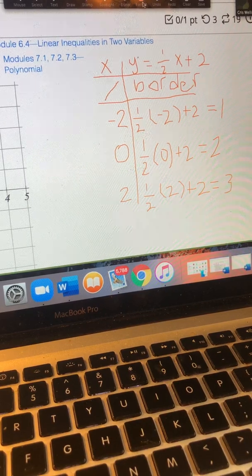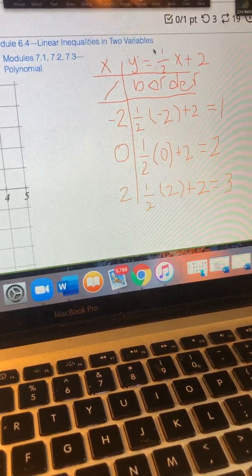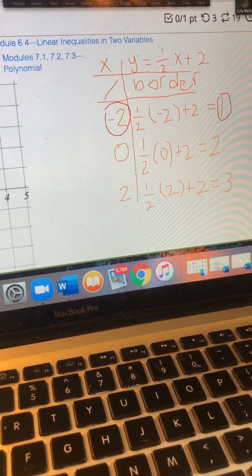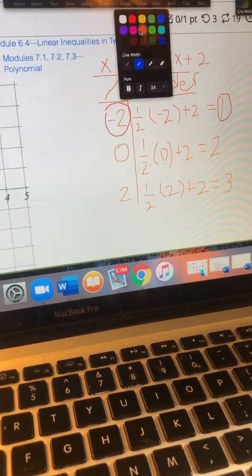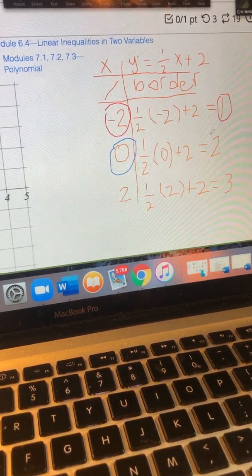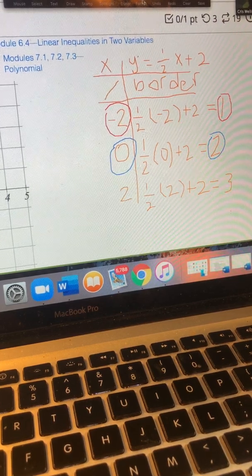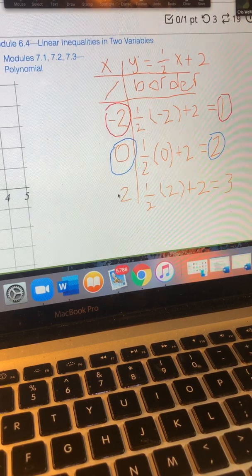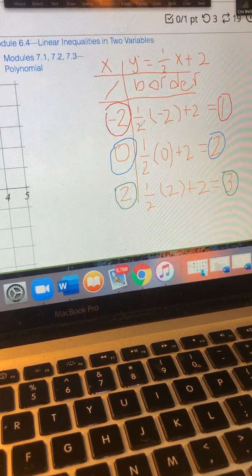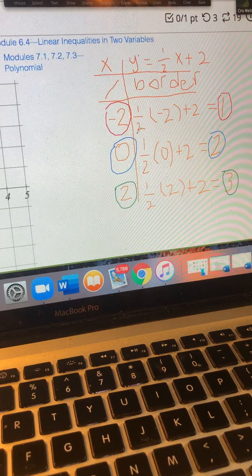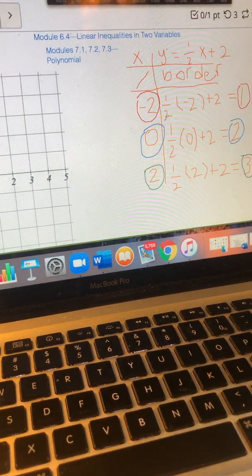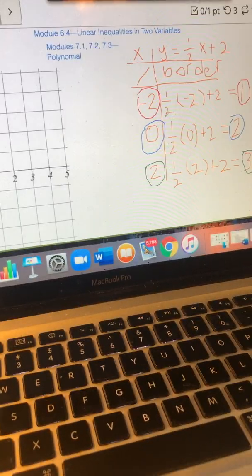And so what you're going to do now is you need to have this particular set of coordinates. You're going to have -2 for the x and 1 for the y. Then you're going to have 0 for the x and 2 for the y, and then you're going to have 2 for the x and 3 for the y. So you've got these pairs of points, and you are going to take those points and plot them.